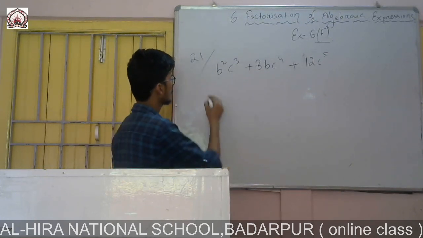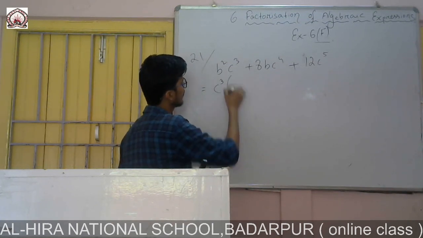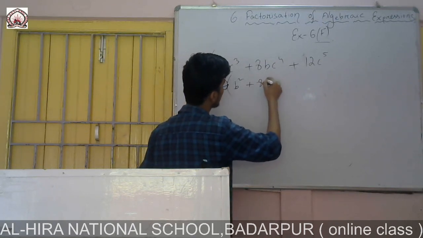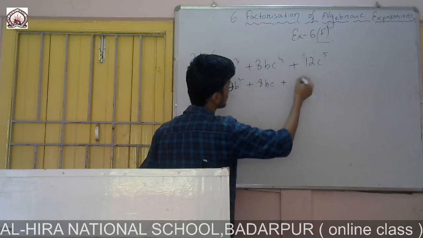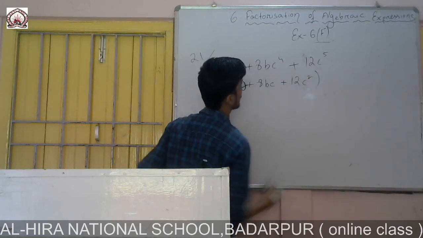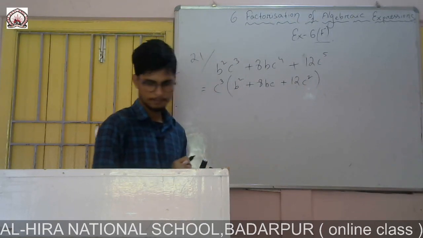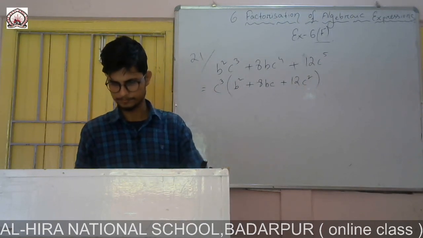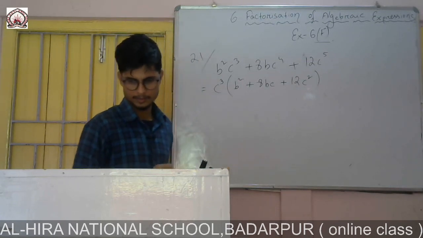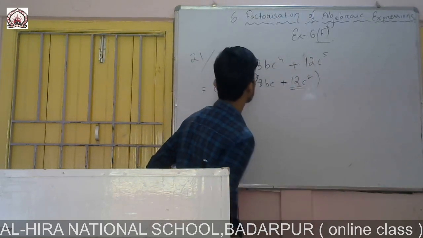So in this case also I can take common. You see c cube I can take common. After taking c cube, they are left b square, 8bc, and at last they are left 12c square. Yes, b square plus 8bc plus 12c square. Okay, you see, this is the constant term 12.